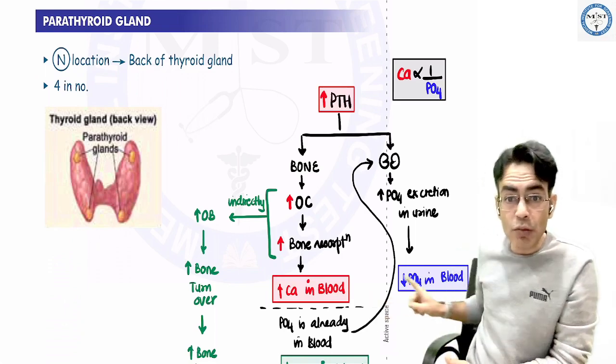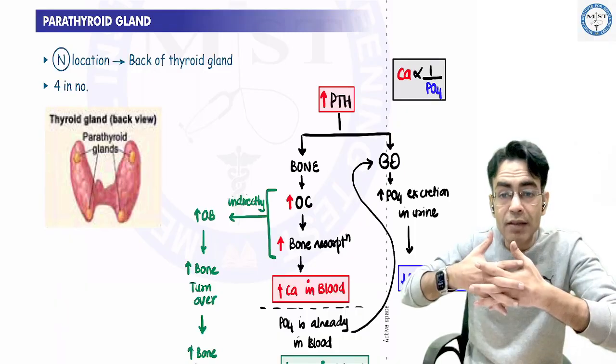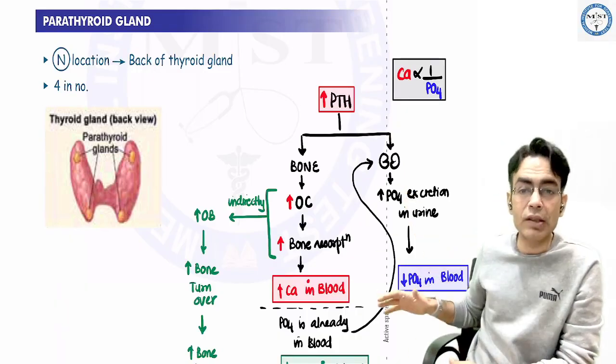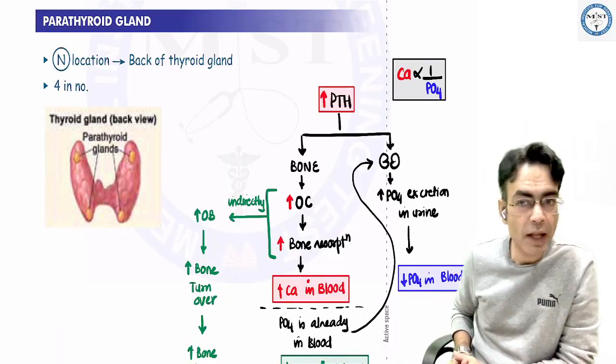Okay, why does the body want to manage them? Because they can cause atherosclerosis. They bind together, calcium phosphate, and they can cause atherosclerosis. We don't want that. So this is the mechanism God has given us, that whenever calcium rises, phosphate is excreted by the kidney. Okay.